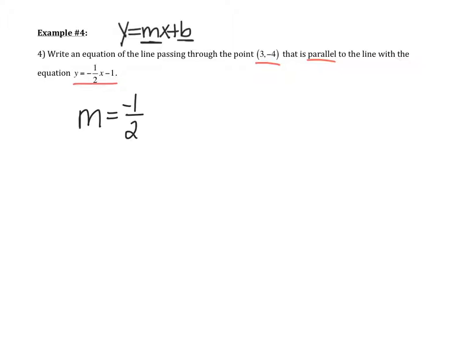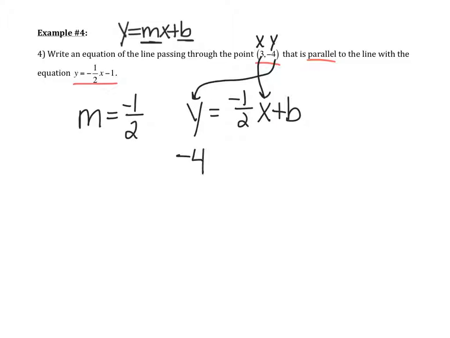So again, I'm halfway there. I know m is -1/2. Now I need to find the b. So far I have y equals -1/2 x plus b. Again, I still need to find that b value. So I'm going to use the ordered pair that I was given. I know 3 is an x value and -4 is a y value. So I'm going to put -4 in for y and 3 in for x and solve for b.